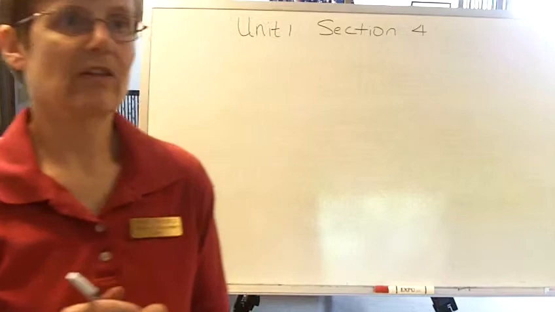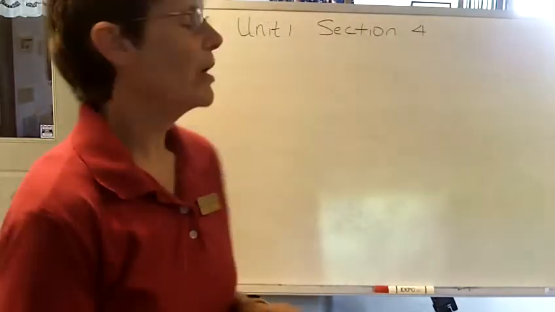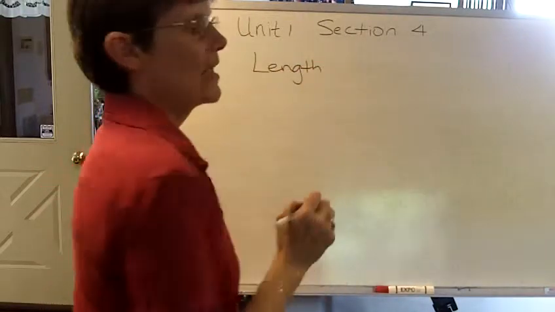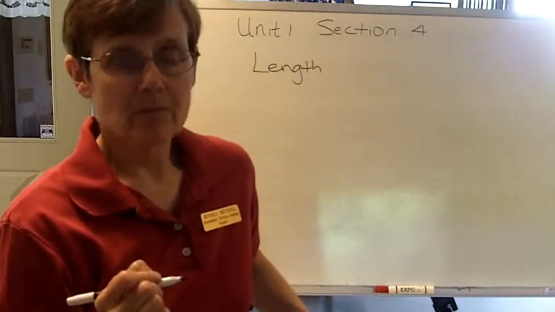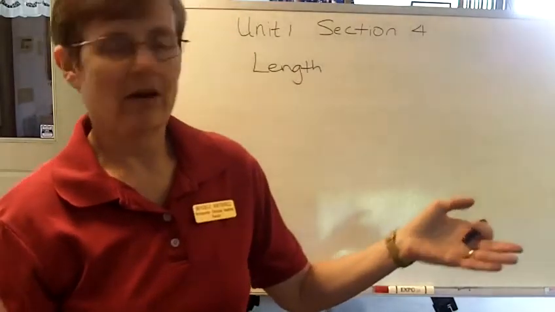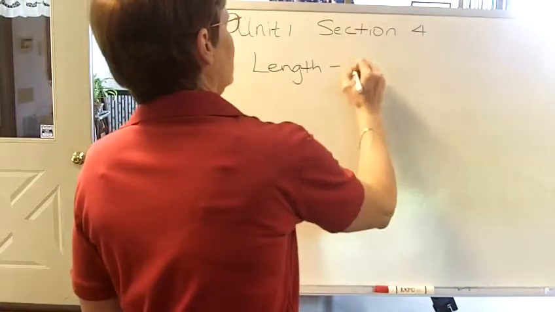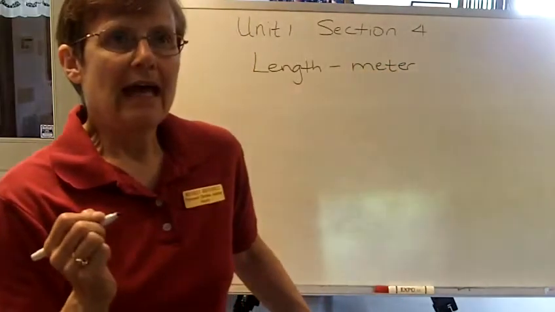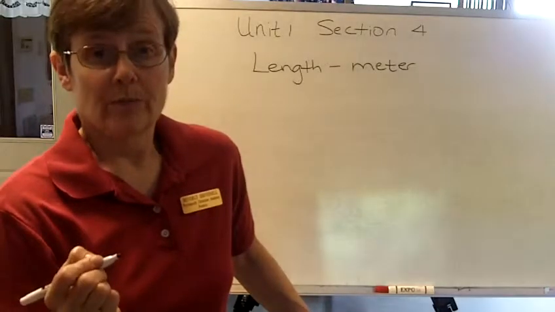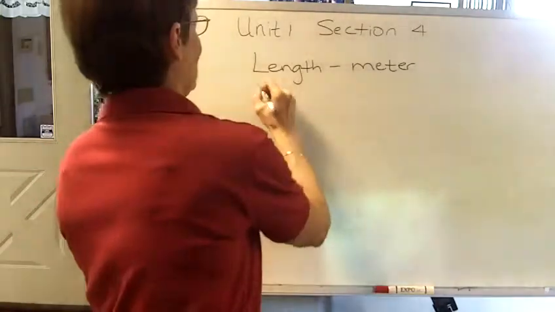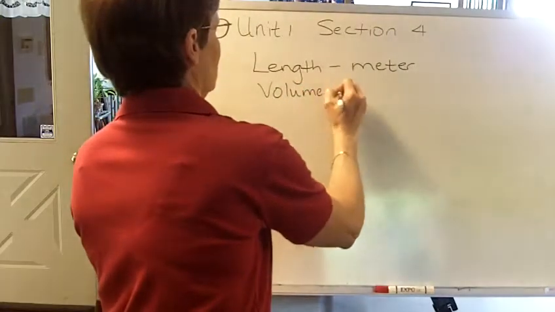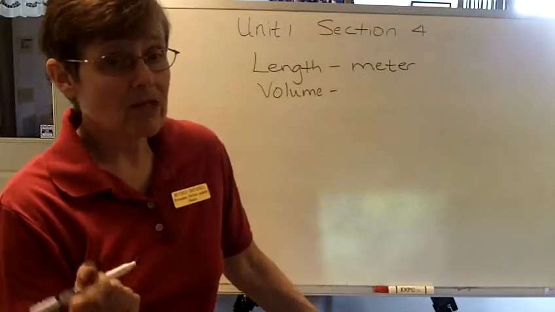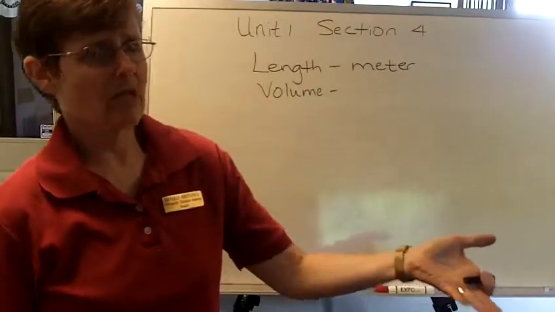So let's start with the 3 things that we might want to measure. We might want to measure length. And the base unit for length is a meter, and a meter is a little bit more than a yard. And we might want to measure volume, the amount of space something takes up. And we can use for that a cubic meter, which is really big, so we don't usually use that in chemistry.